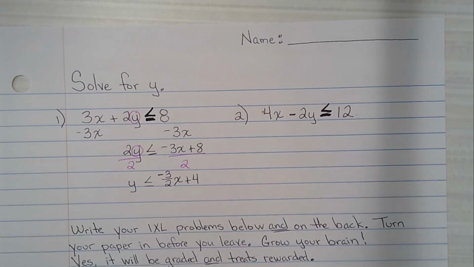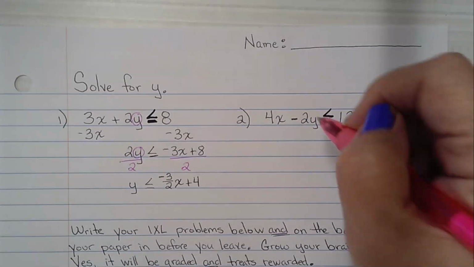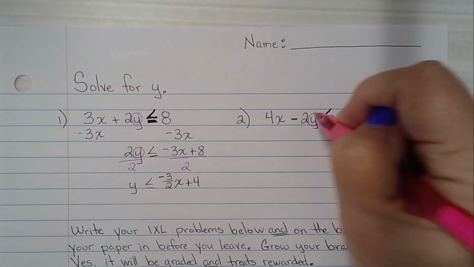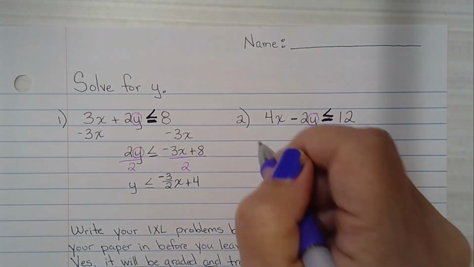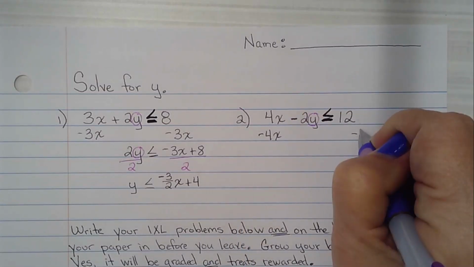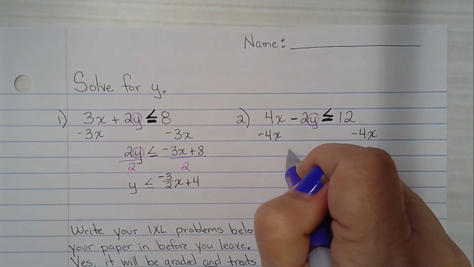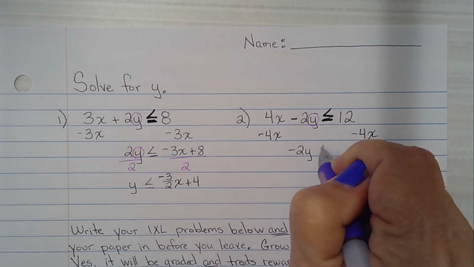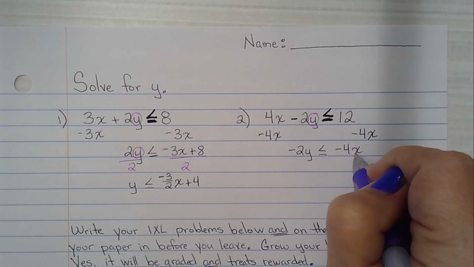All right, let's take a look at the second one. The second one says 4x minus 2y is less than or equal to 12. So I'm going to circle my y. That's what I'm trying to get by itself. So the first step here is going to be to subtract 4x. Go ahead and write that down. And when I subtract that 4x, I'm now going to have negative 2y is less than or equal to negative 4x plus 12.